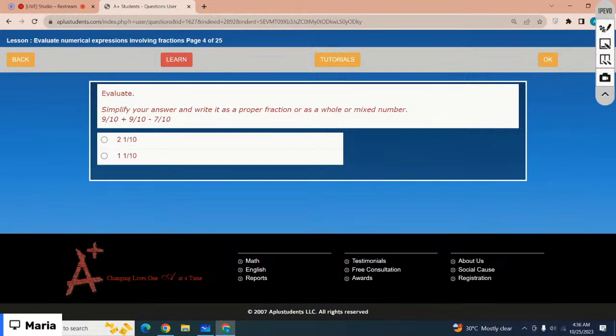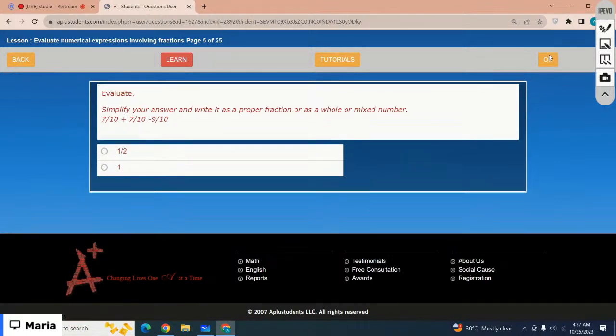Okay, 9 by 10 plus 9 by 10 minus 7 over 10. So which is the correct option? Okay, 9 minus 7 is 2 over 10, right? And 9 plus 2 is 11 over 10. So the correct option is option number 2. That is 11 over 10. The second option is the correct option.